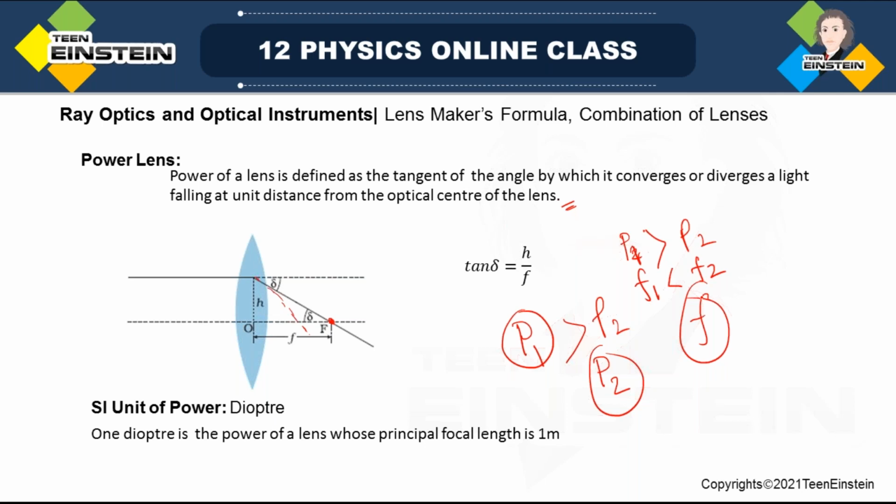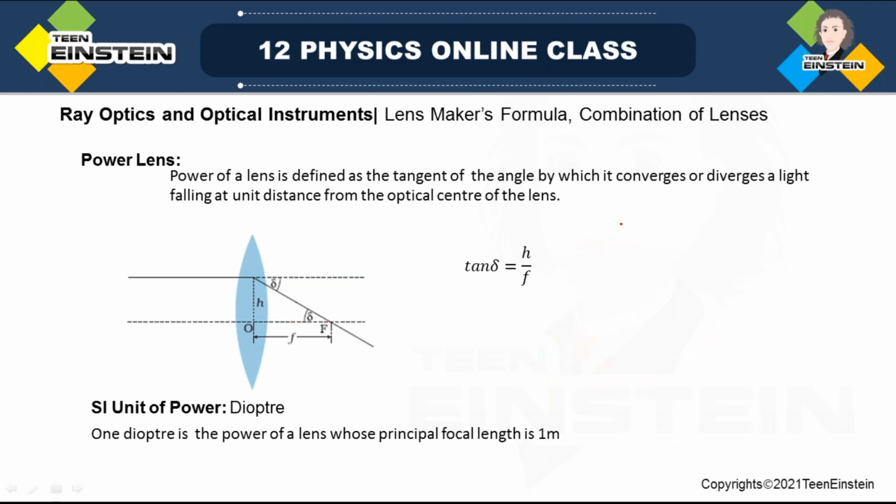Okay, that means the focal length, sorry, the power. Power of a lens is defined as a tangent. Mathematically, we can define it by the tangent of the angle by which the light is bent from its original direction, or converged by this much angle. So if we take the tangent of this angle, then we get power.